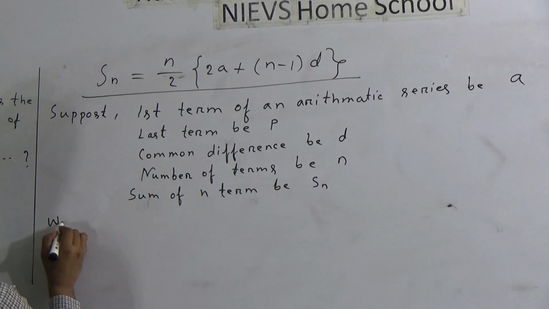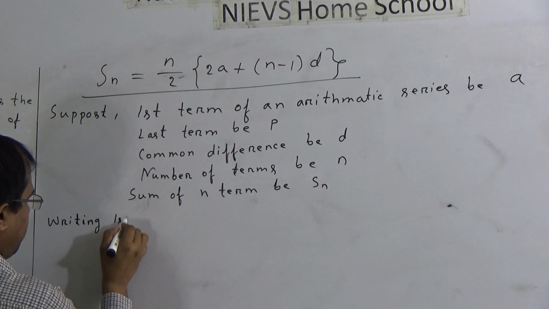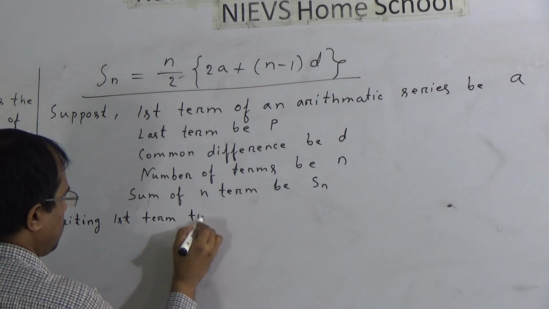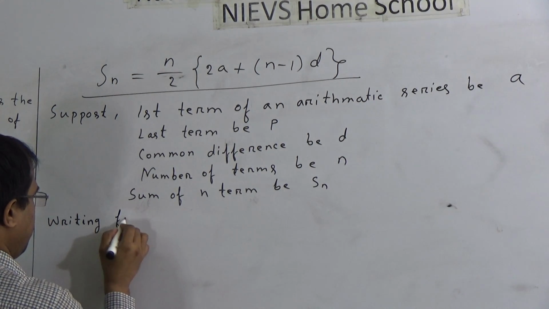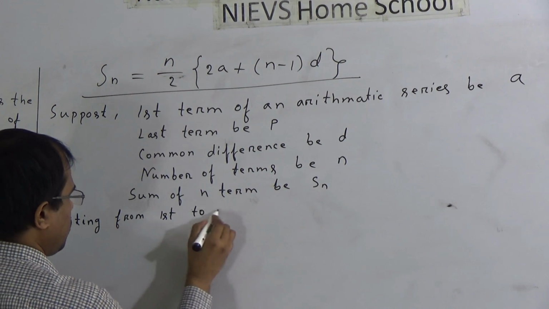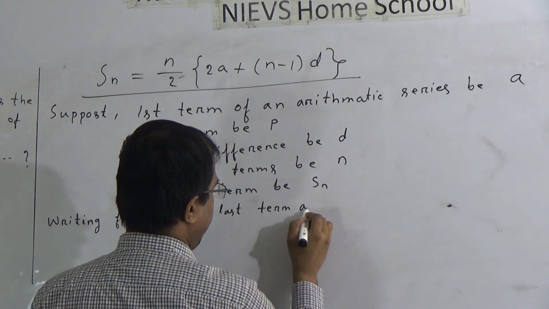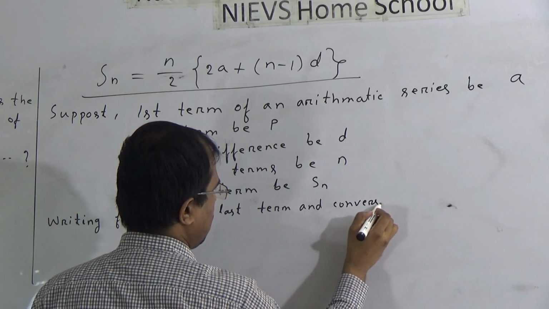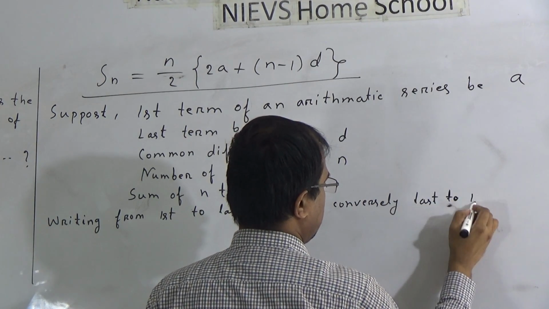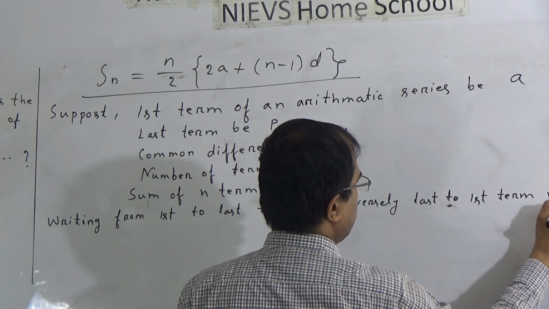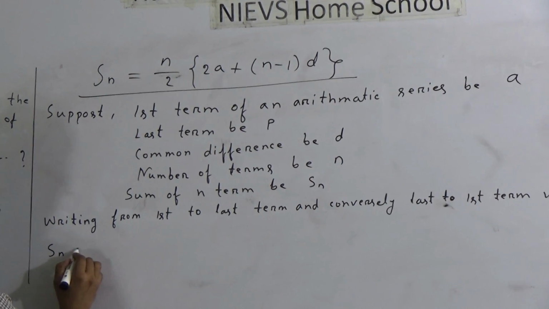Now writing from first term to last term, and conversely from last to first term, we get, since the sum of the series be Sn, so that we can write Sn equal to first term is a.